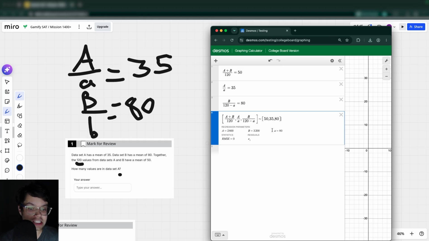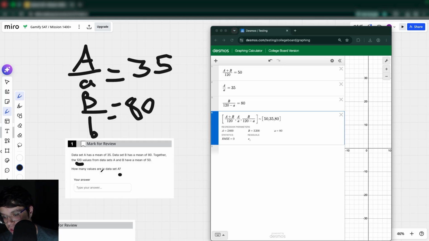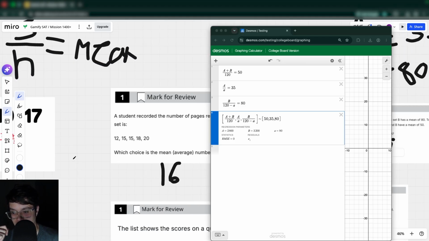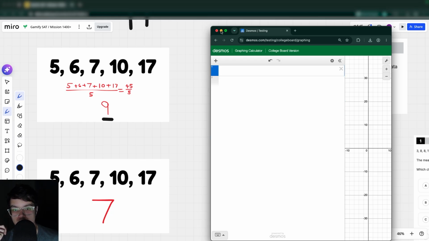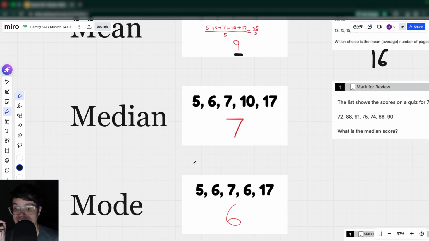Okay, we can see for this, it is asking what is the amount of values in dataset A. Lowercase a would be equal to 80, so therefore 80 would be the right answer here. Pretty good stuff there. Okay, now let's go on to the next major thing, which would be, of course, median.